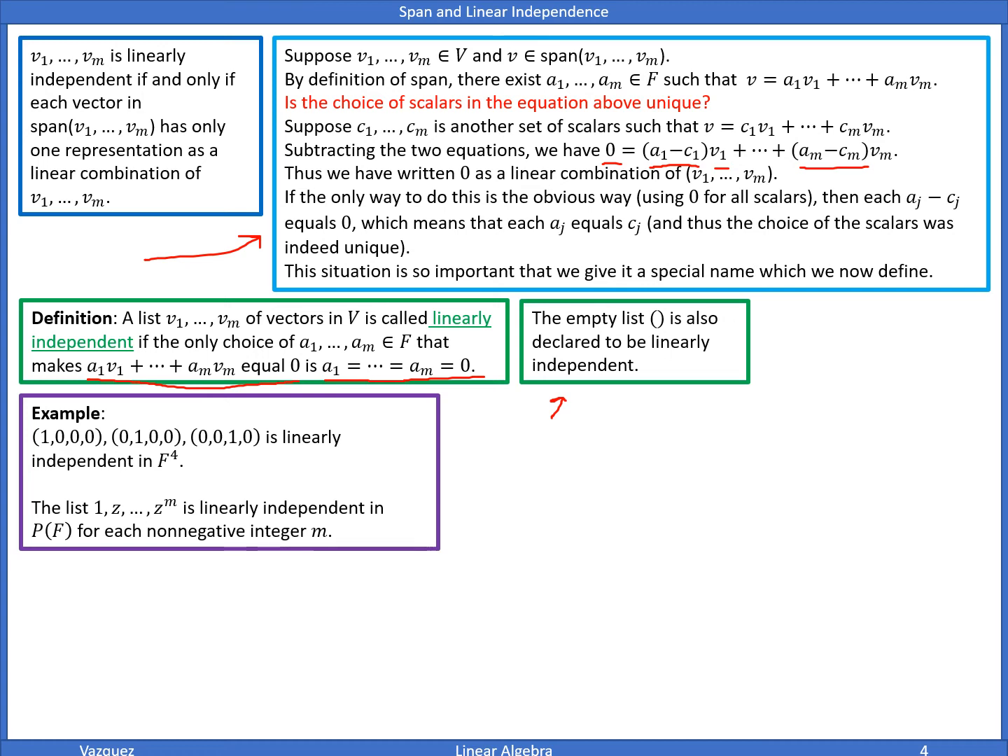Now the list 1, z, all the way to z^m, so it's just z with degree 0, z with degree 1, all the way to z^m, is linearly independent in the set of all polynomials over F for each non-negative integer m. And I know you're used to seeing polynomials with x. In this case, we're just using z. You should be comfortable with using different variables.